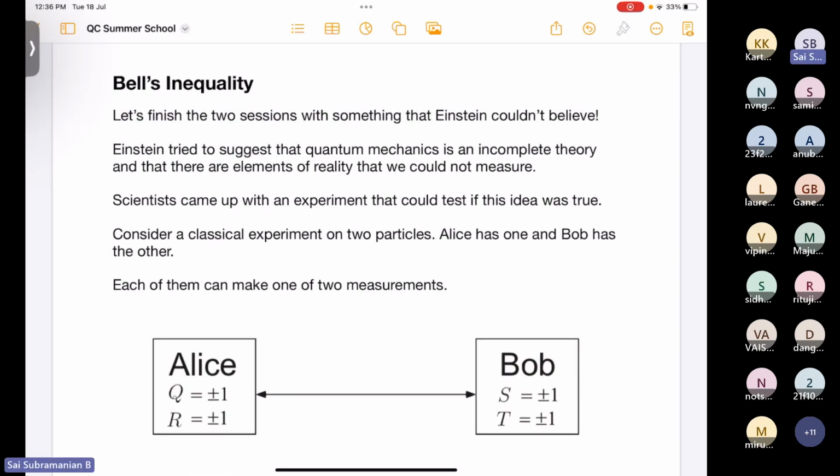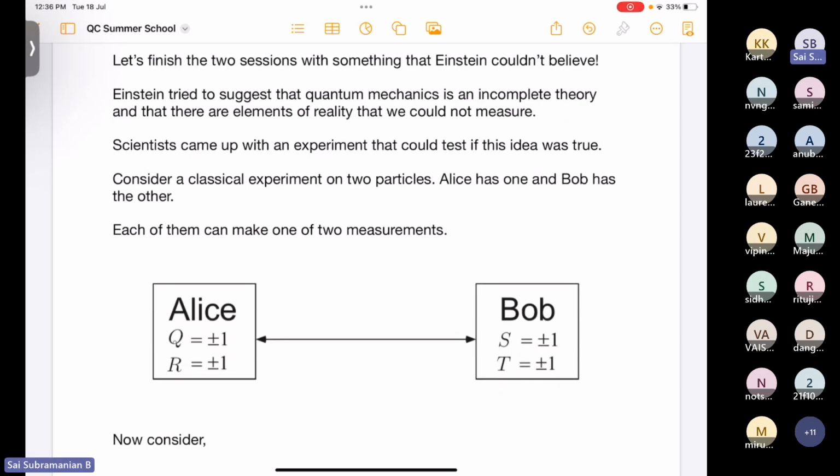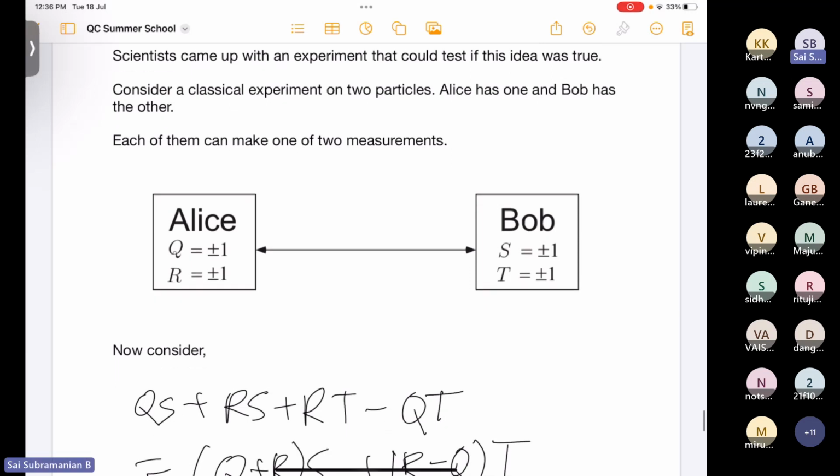We are returning to our friends Alice and Bob. Consider first that we are doing a classical experiment on two particles. Alice has one particle and Bob has the other. Alice and Bob can each make one of two measurements. Let's call these measurements Q, R, S, and T. Alice randomly flips a coin and decides whether she's going to do Q or R. Bob flips a coin and decides whether he's going to do S or T. The results of these measurements can be plus or minus 1.